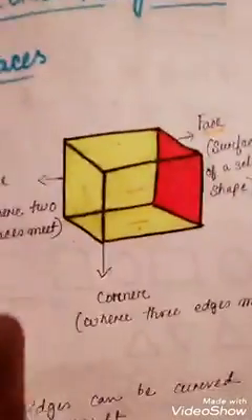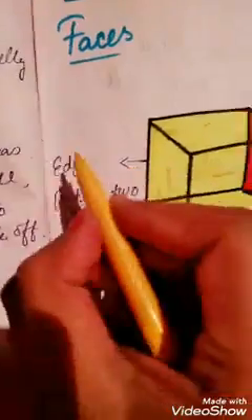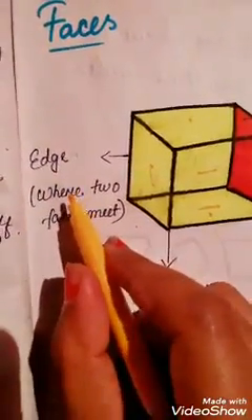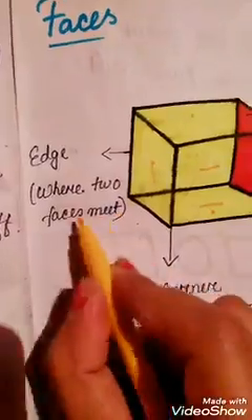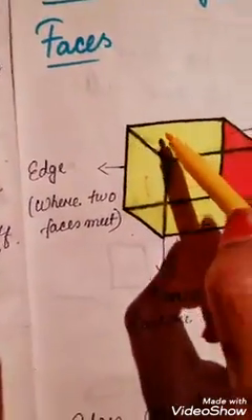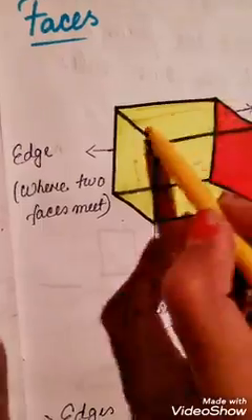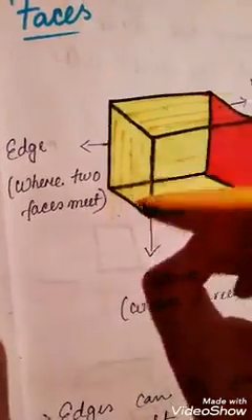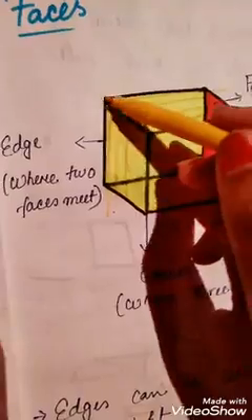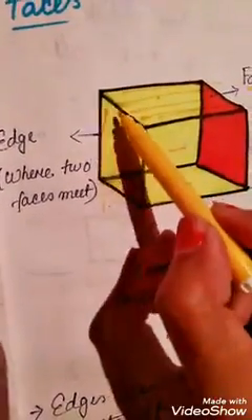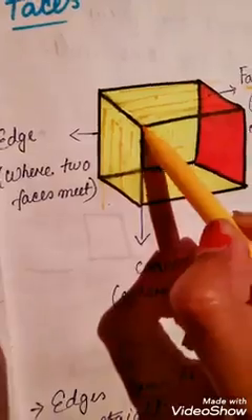Now I will tell you about the edge. What is an edge? An edge is where two faces meet. Here you can see this one is the top face, and this one is the side face. When these two meet, this is called an edge. Here you can see this black border, this one is one edge.